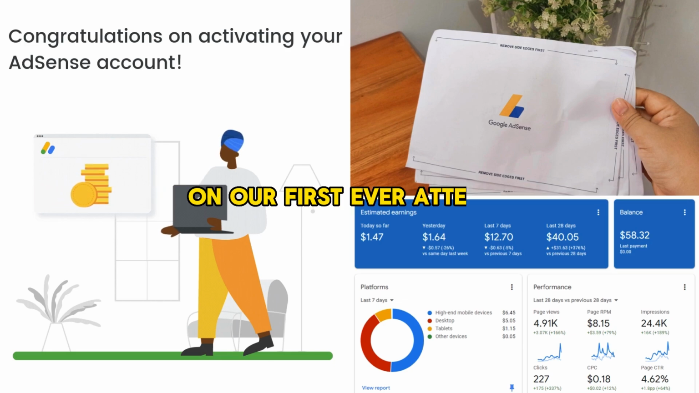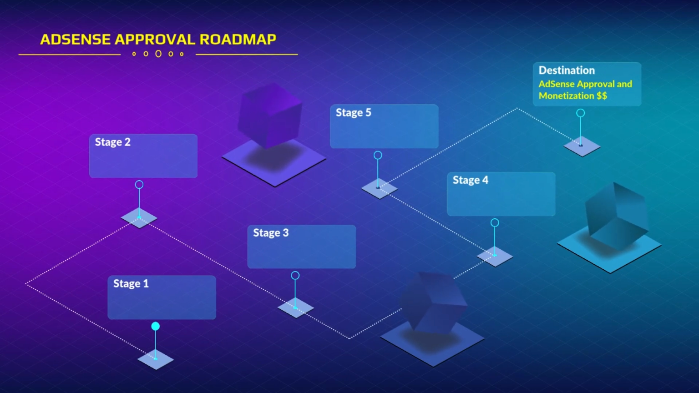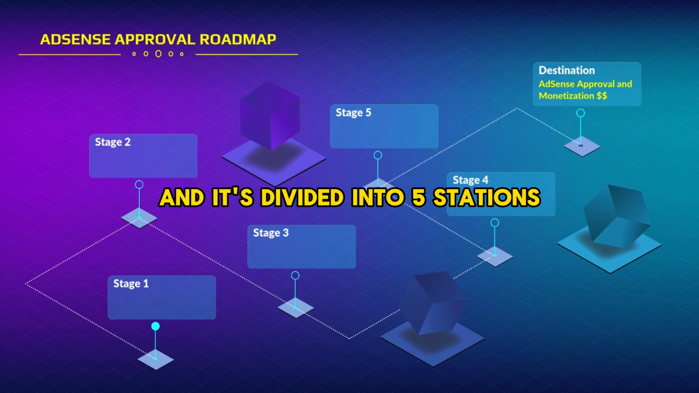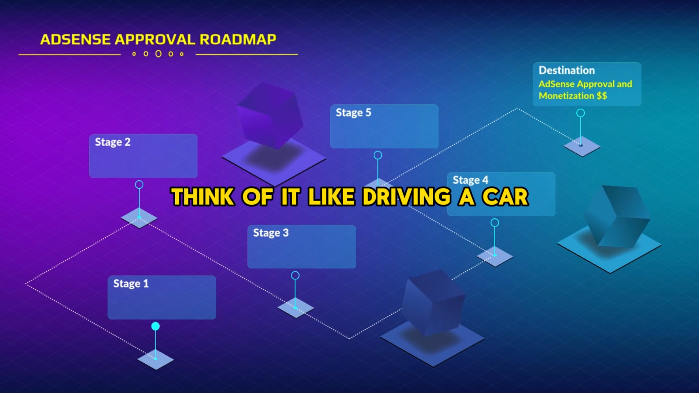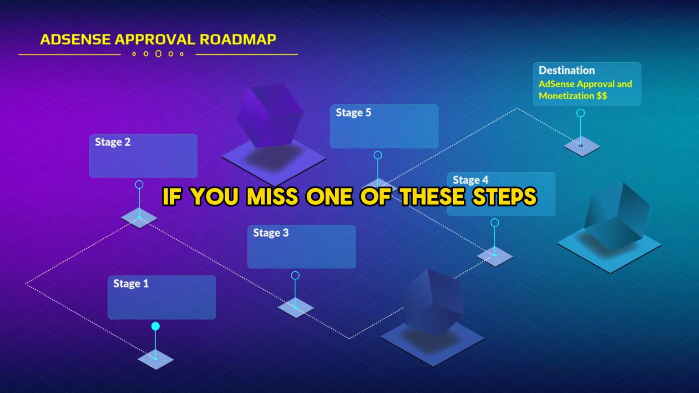our first ever attempt. So, I've built a roadmap that needs to be followed step by step in order to get to your final destination. And it's divided into 5 stations, each one a crucial step on your journey to being monetized. Think of it like driving a car. If you miss one of these steps, you lose your way.